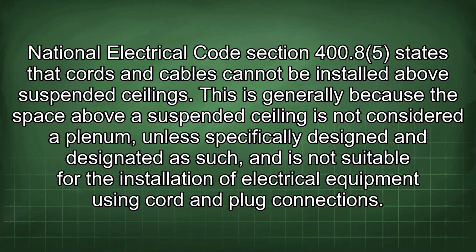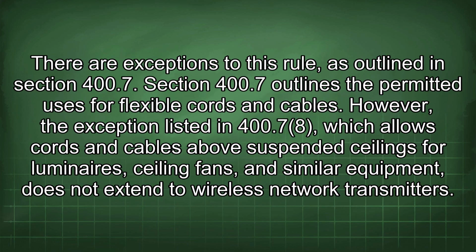National Electrical Code Section 400.85 states that cords and cables cannot be installed above suspended ceilings. This is generally because the space above a suspended ceiling is not considered a plenum unless specifically designed and designated as such, and is not suitable for the installation of electrical equipment using cord and plug connections. There are exceptions to this rule, as outlined in Section 400.7.